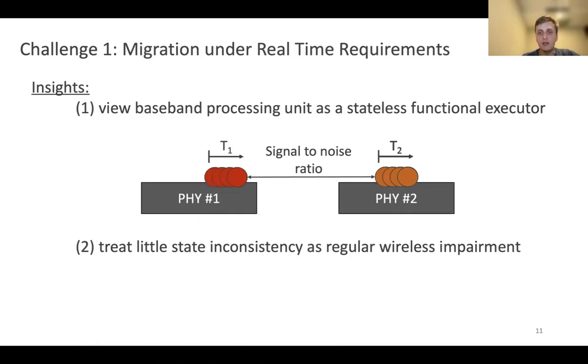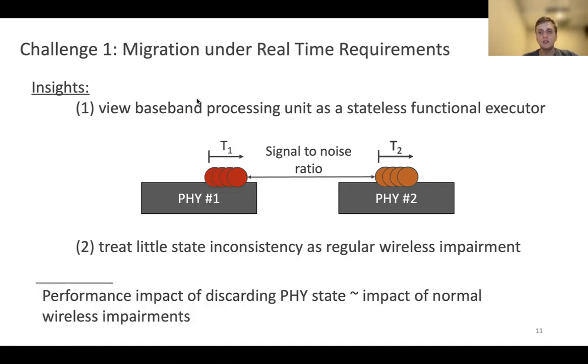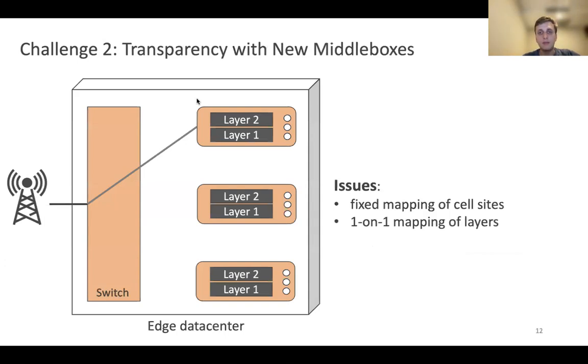In this example, the inconsistency might cause the value of SNR to quickly change. However, a natural sudden spike in signal quality will incur a similar impairment. This means that discarding this state does not impact the performance of the network beyond regular impairments, and we demonstrate this with end-to-end experiments and micro benchmarks. So the conclusion is that complex baseband processing migration can be reduced to simple rerouting of incoming and outgoing connections of the Phi. However, implementing such rerouting is still not trivial.